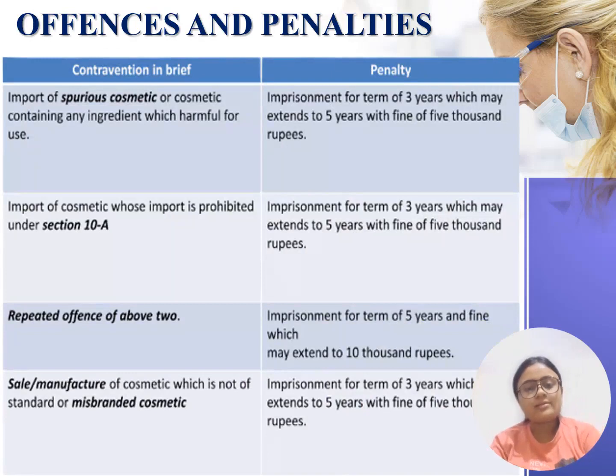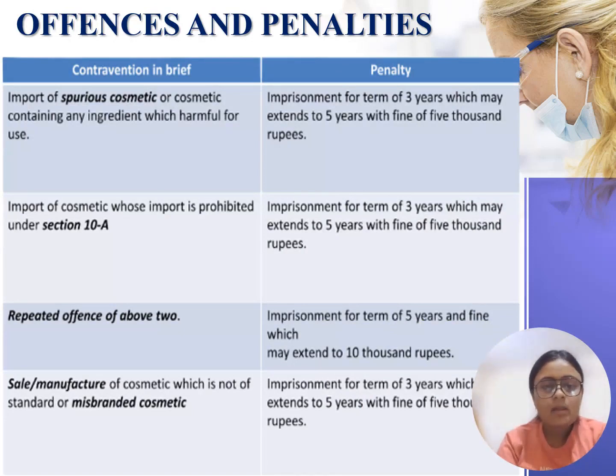So, viewers, here are some offenses and the penalties. There are some contraventions in brief and their penalties. If spurious cosmetics, or cosmetics containing any ingredient which is harmful to use, are imported, then the penalty will be imprisonment for a term of 3 years, which may extend to 5 years, with a fine of 5,000 rupees.